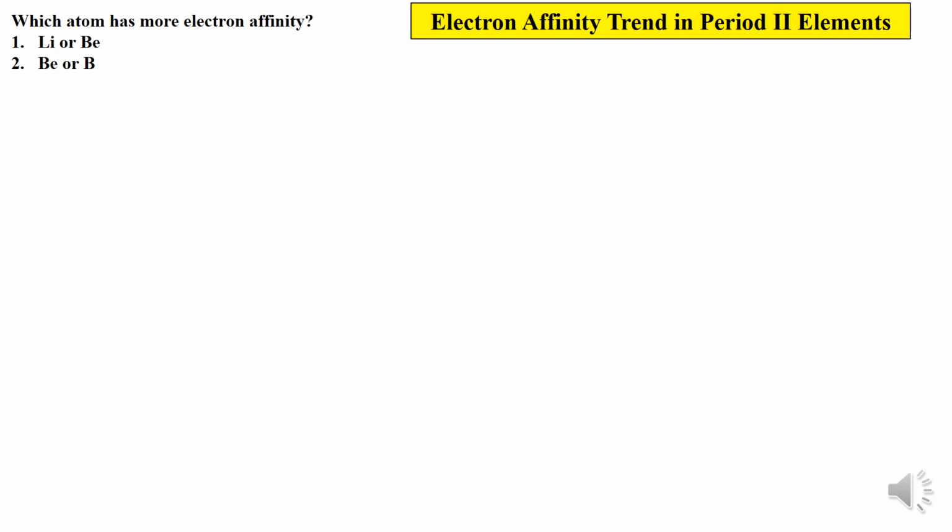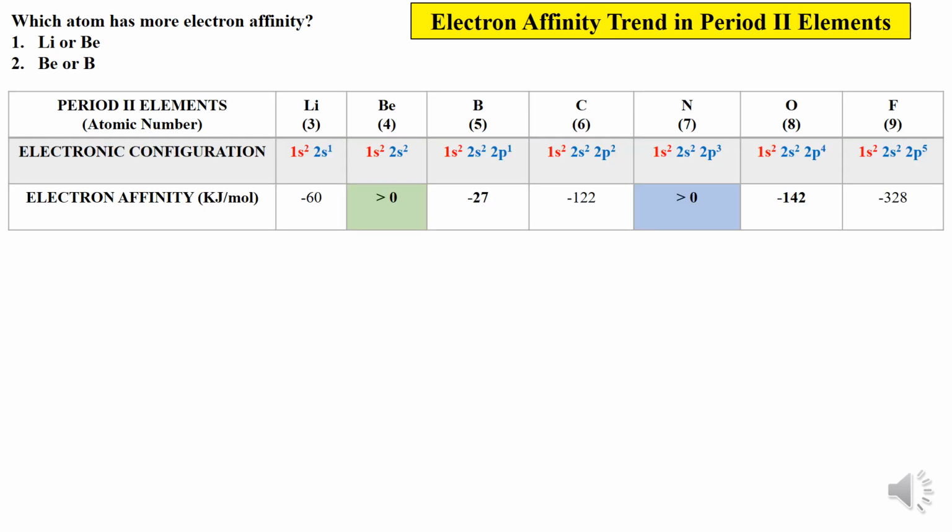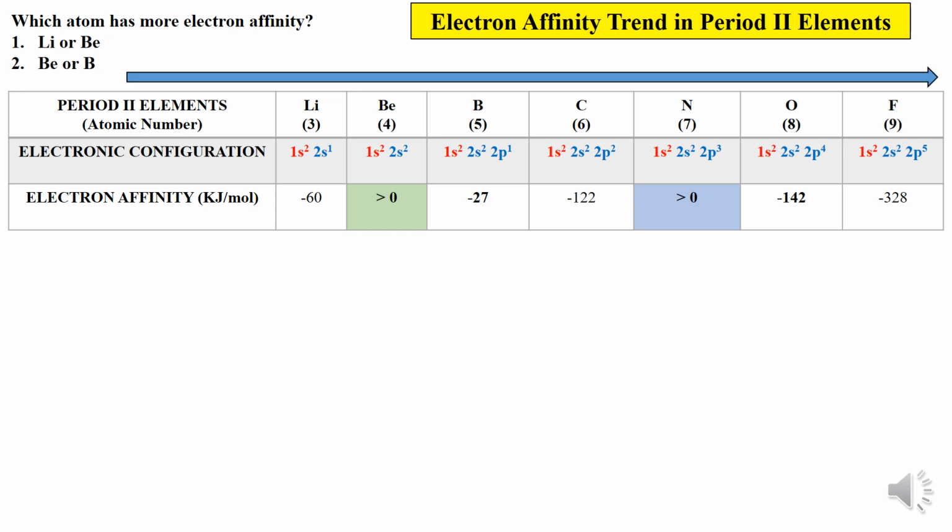So what are the two questions in the case of period 2 elements? Which element has more electron affinity? Lithium or beryllium? Beryllium or boron? Let's find out. So if you go by the periodic trend, the electron affinity value should increase across a period.